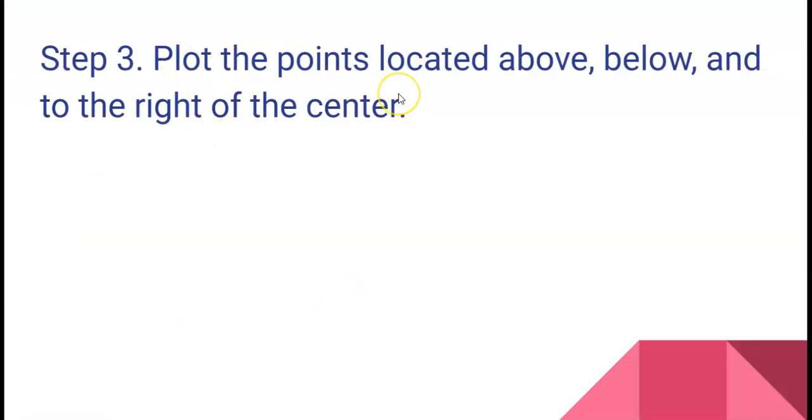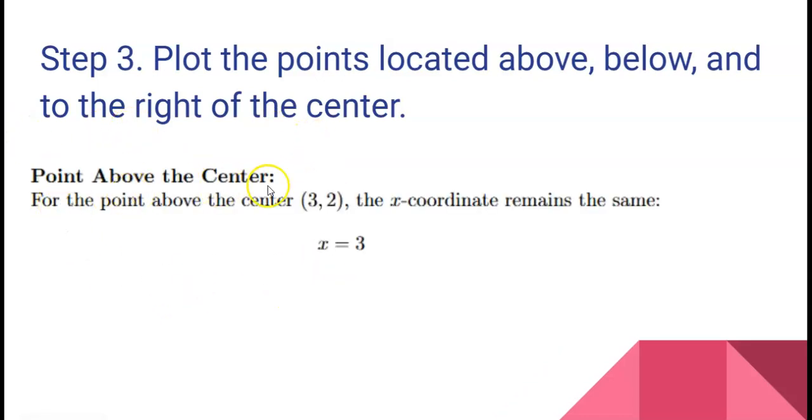Finally, we're going to plot the points around the center. Plot the points located above, below, and to the right of the center. For the point above the center (3, 2), the x-coordinate remains the same because we're just moving upward. The y-coordinate will change. So x is equal to 3. Add 2 to the y-coordinate because we have radius 2. So y is equal to 2 plus 2, which is 4.